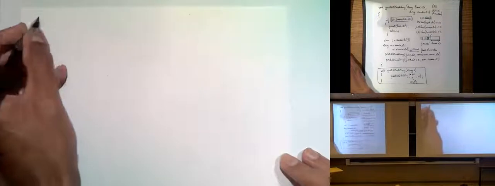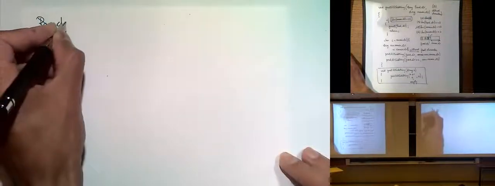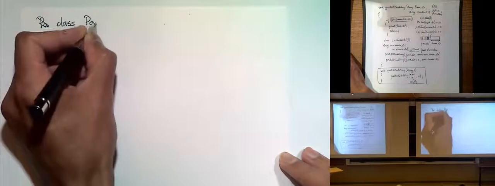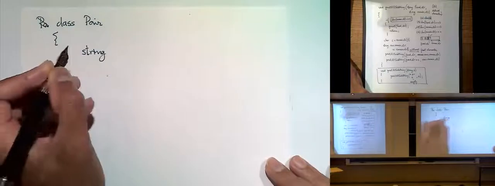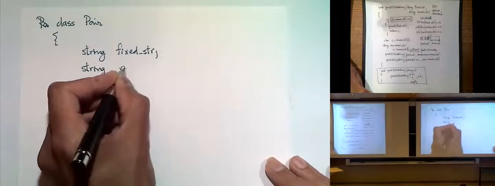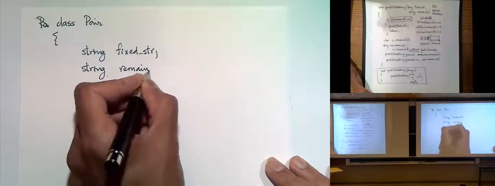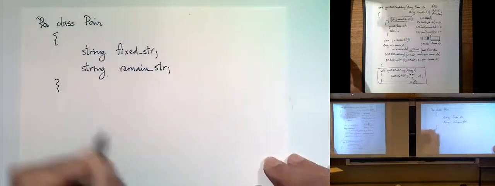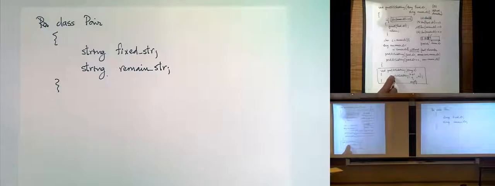Now, how do we do this with stacks? Again, if you think about what we did at the beginning, it's not that difficult. You basically just push these. You have stacks of pairs of strings. So I'm just going to create a class that I'll call pair. I'll have two strings here. The first string I'll call fixed string, and the second string I'll call remain string. Okay? And now let me write out this function over here.